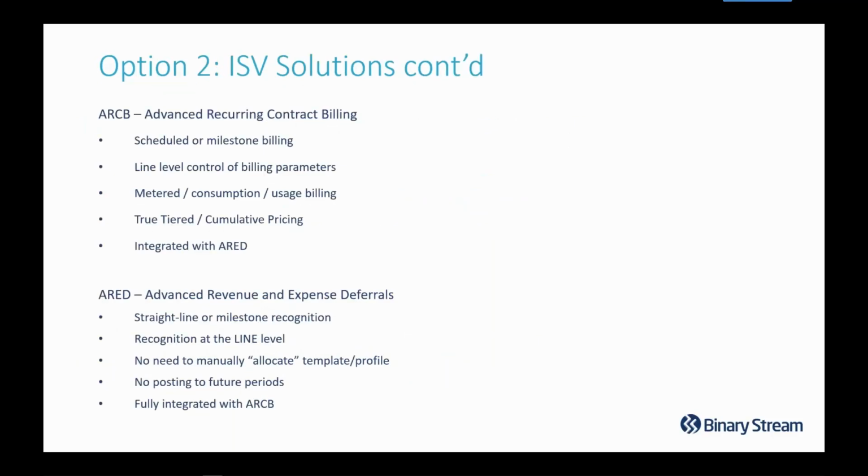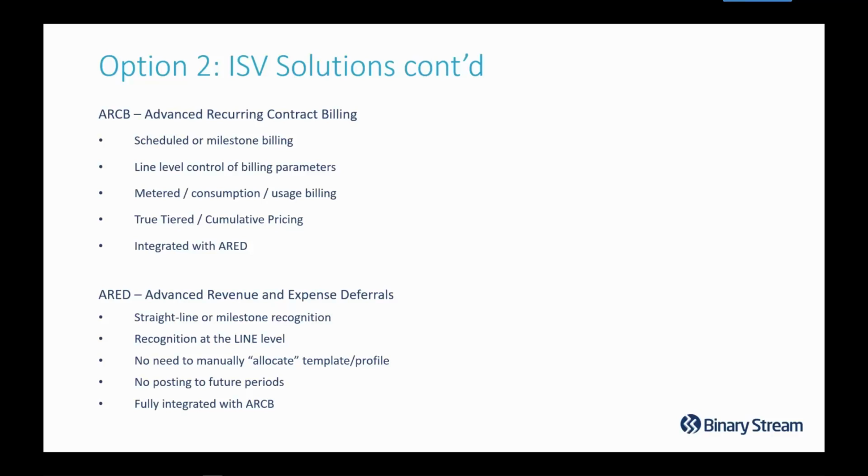The contract module can do all of this. Scheduled billings, milestone billings, line level control, metered, consumption, usage, all of those things that you see here, ARC-B can handle. And then when it goes to generate the invoices in GP, ARED steps in and says, oh, you've designated this to be a deferral item. I'm going to automatically create a deferral schedule for you. Zero user intervention required. Once you've set up an item as a deferral item, it will be deferred upon invoicing. It's pure and simple as that.